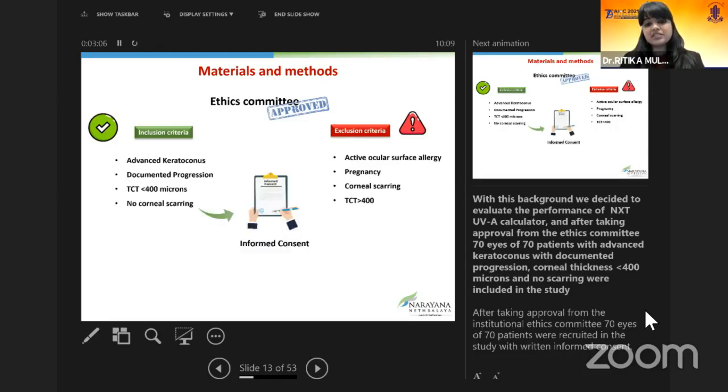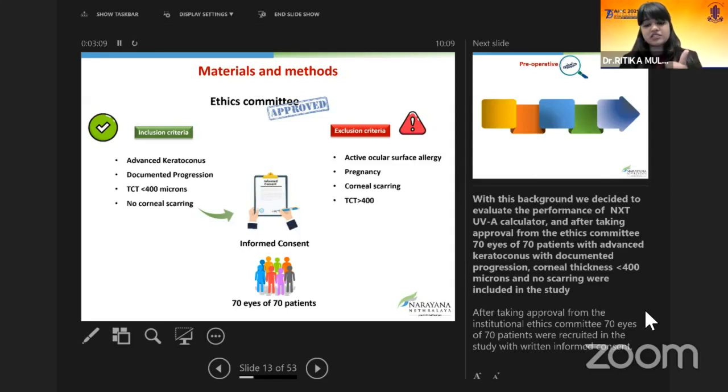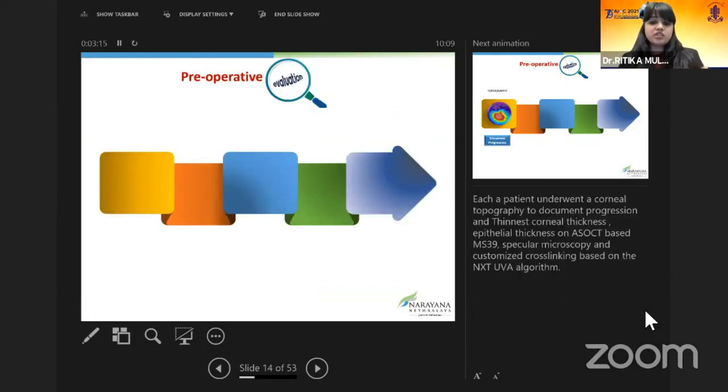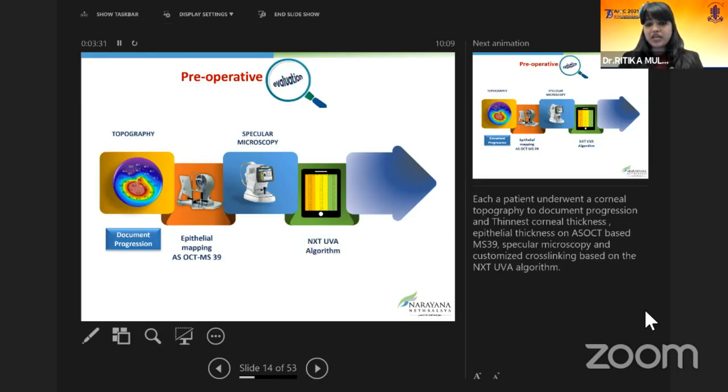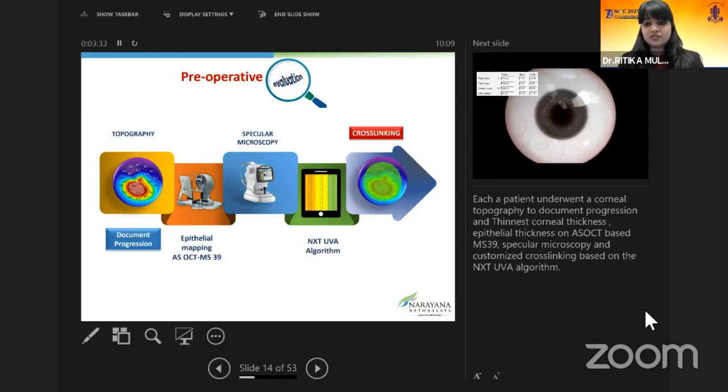We included 70 eyes of 70 patients with advanced keratoconus, documented progression, and corneal thickness less than 400 microns with no scarring. Preoperatively, we evaluated the corneal thickness and the documented progression of the patient. Then we did an epithelial mapping on the MS39. We did a specular microscopy to see the preoperative endothelial cell count. Then we put everything into our NXT UVA algorithm and did the cross-linking of the patient.